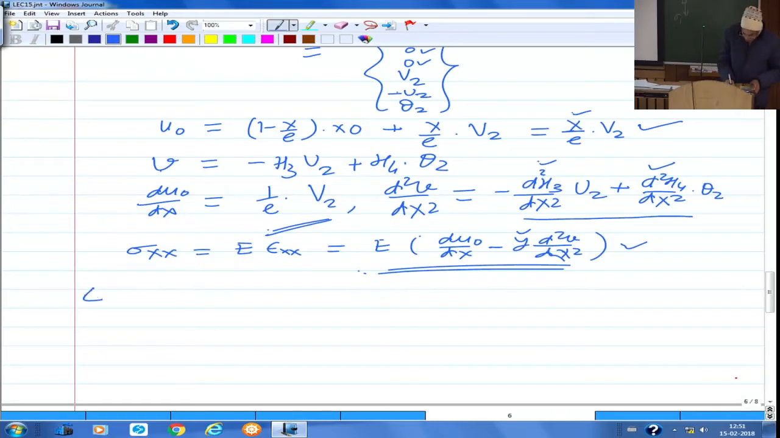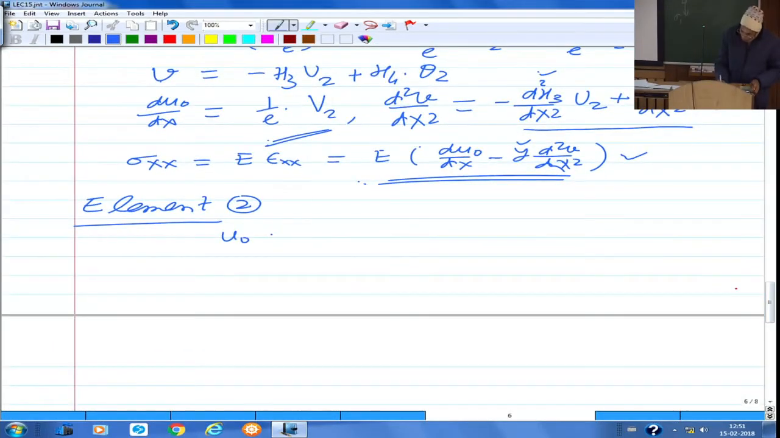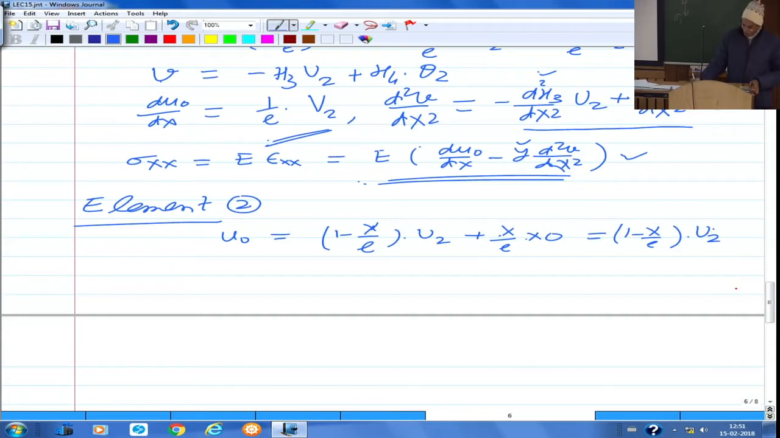So that is, see, when you are going for the element 2, again for the element 2, if you look at u naught anywhere within the element, it is going to be 1 minus X by L into u2, which is non-zero, plus X by L into u naught 2, which is actually equal to u3, and u3 is 0, so this into 0. So 1 minus X by L into u2. So this I have directly written.